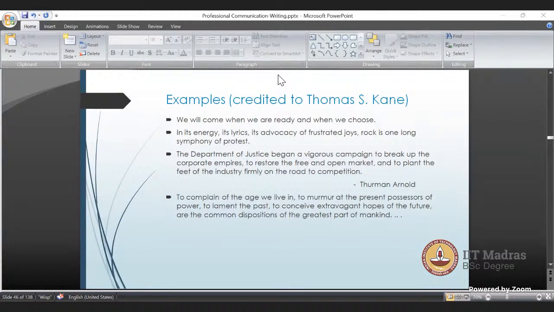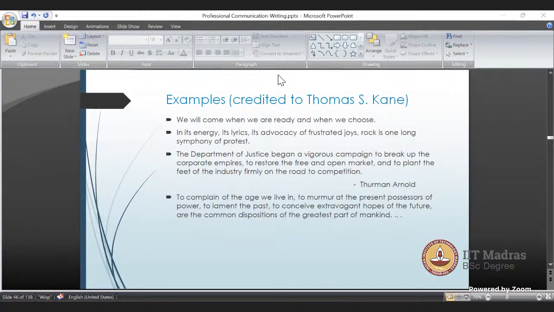And what are the parallel constructions here? Its energy, its lyrics, its advocacy of frustrated joys, right? All of them are pointing towards what? Rock. And all of them have similar grammatical constructions, yes or no? Yes, ma'am. Okay. Fine. So I'm glad that you understand what parallel style means.